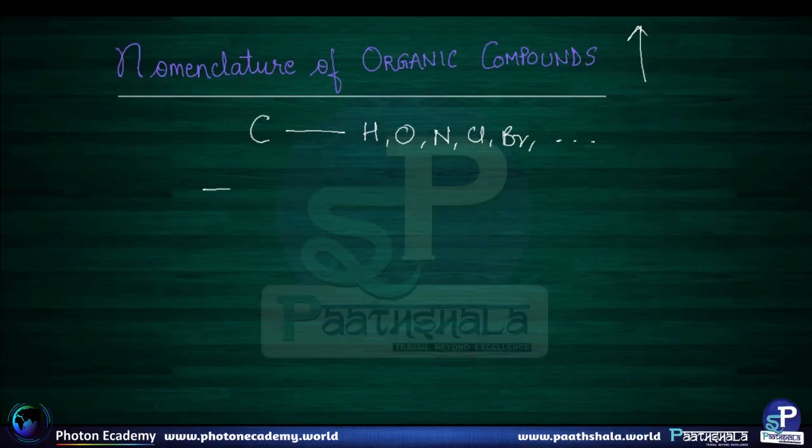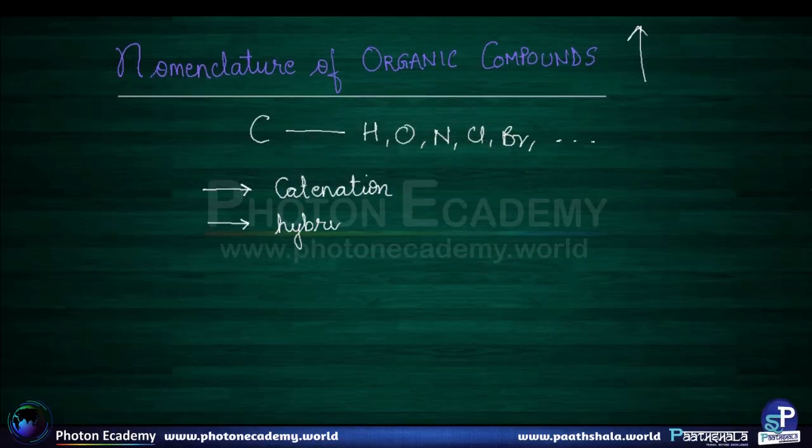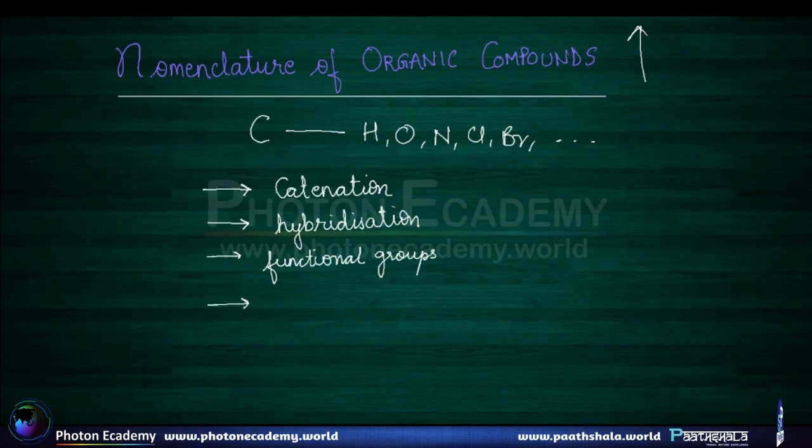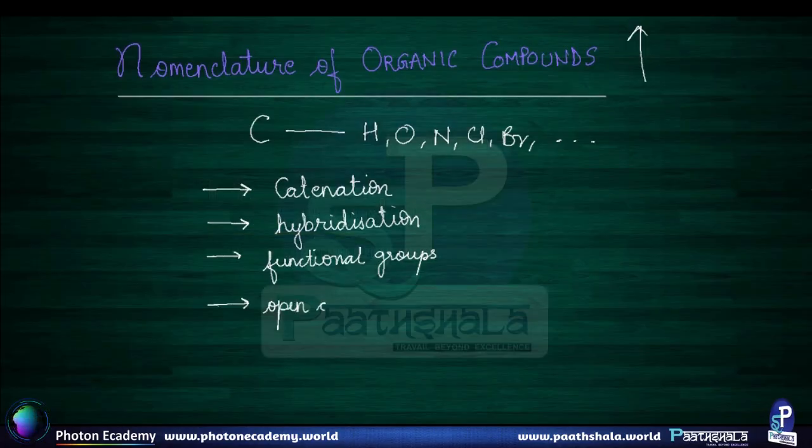Some of the most important properties are catenation. We will discuss each of the properties later in detail. Hybridization of carbon, having various functional groups, and last but not the least, they exist in various forms such as open chain form, cyclic and bicyclic form.